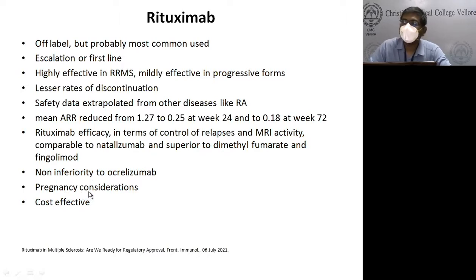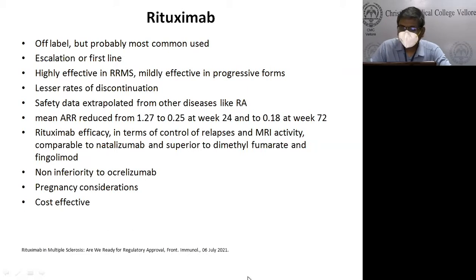You can time your pregnancy because the time gap between your infusions is longer. So there are ways in which young females with MS especially can get pregnant while on rituximab. The most important reason why it's coming up here is that it's very cost effective with the use of biosimilars. You could get away with something like 15 to 20,000 every year as the approximate expenditure while using rituximab.